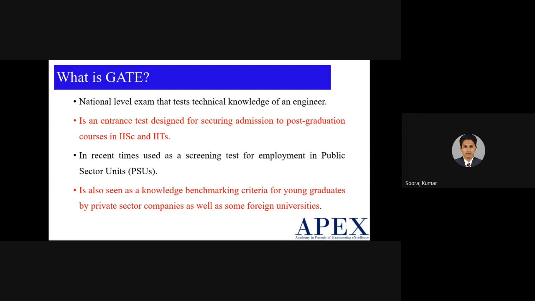It is also seen as a knowledge benchmarking criterion for young graduates by private sector companies as well as foreign universities. What has happened is that some companies, if you give your resume and you have a GATE qualification, it will help you get a job. They will take your CV for consideration. There is another advantage, especially for campus selection. People do not weigh that.